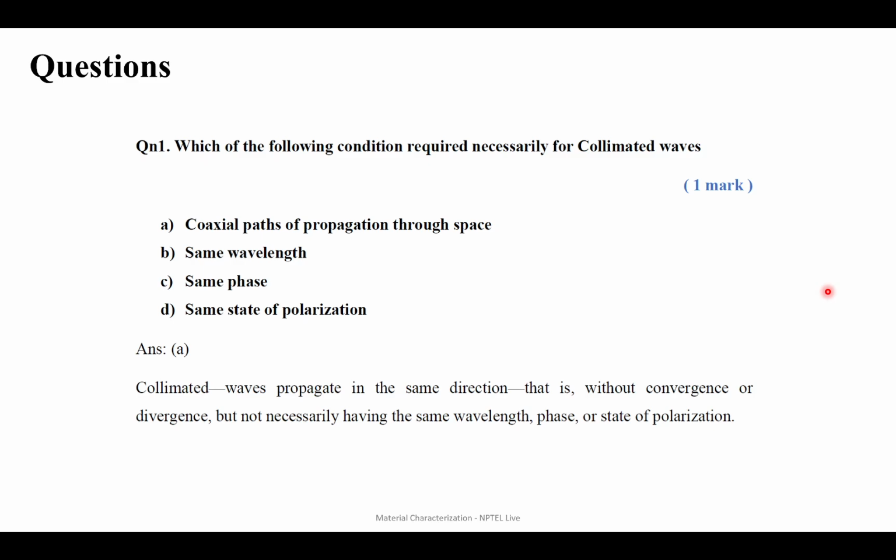Collimated waves propagate in the same direction, that is without convergence or divergence, but not necessarily having the same wavelength, phase, or state of polarization. If it has the same wavelength, it will be called monochromatic light. If it is collimated and also has the same phase, then it can be called coherent light, coherent waves. Or if all of them have the same state of polarization, then they will be just polarized waves.